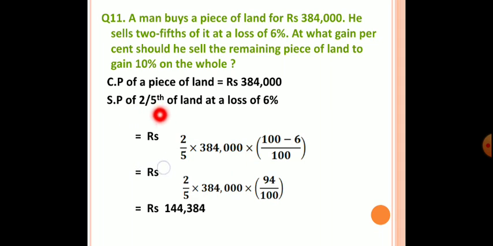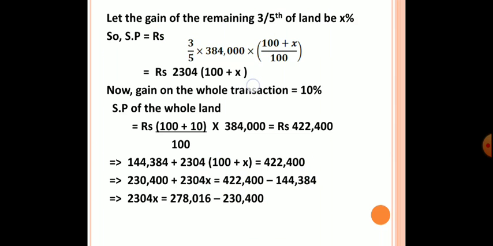So selling price of the 2/5 of the land at a loss of 6% is 2/5 of the cost price, which is 3,84,000 into (100 minus 6) by 100, which is equal to 2/5 into 3,84,000 into 94 by 100. If we solve it, we will get the amount as 1,44,384.